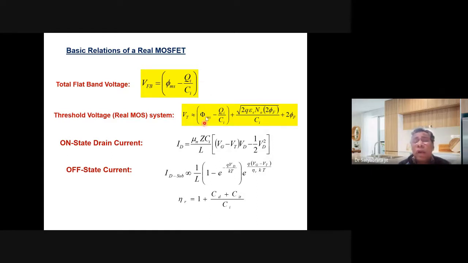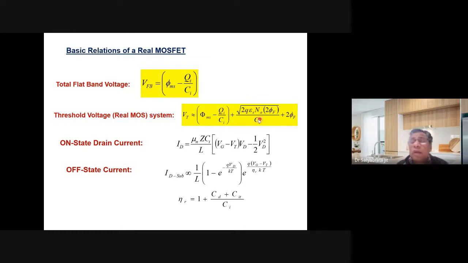Now, this phi ms is one of the important parameters in controlling the threshold voltage. What is phi ms? The work function of the metal minus the work function of the semiconductor. Another important parameter is the doping concentration. If the doping concentration is increased, then the threshold voltage will be increased, right?